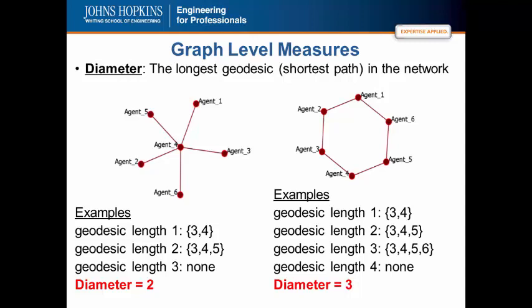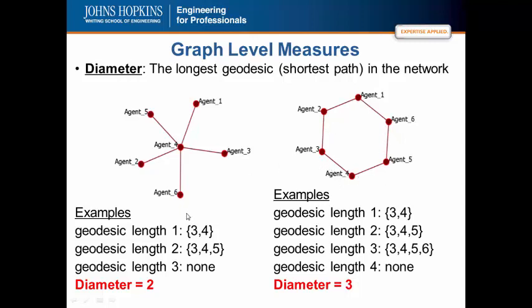We have two example networks. The one on the left is a star network. It has a single node that dominates the centrality of the network. To the right, we have the ring network. In the ring network, every node has the exact same degree and same structural equivalence. No node is more important than another.